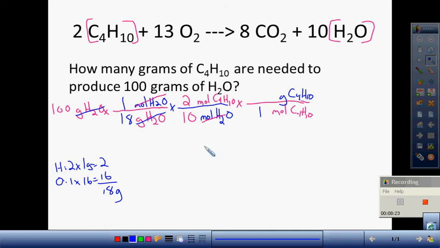My mass of this, I have 4 carbons. I have 10 hydrogens. Just take that from the formula. I go to my periodic table. Carbon is 12 grams. Hydrogen is 1 gram. I add those together. That goes there. Cross off my like units. I'm left with grams of C4H10. I'm looking for grams of C4H10, so I know I'm done. And I'm going to multiply 100 times 2 times 58 and divide it by 18 times 10.